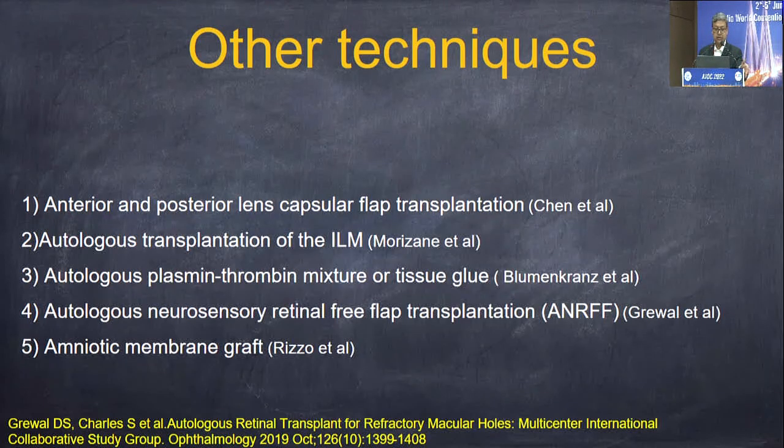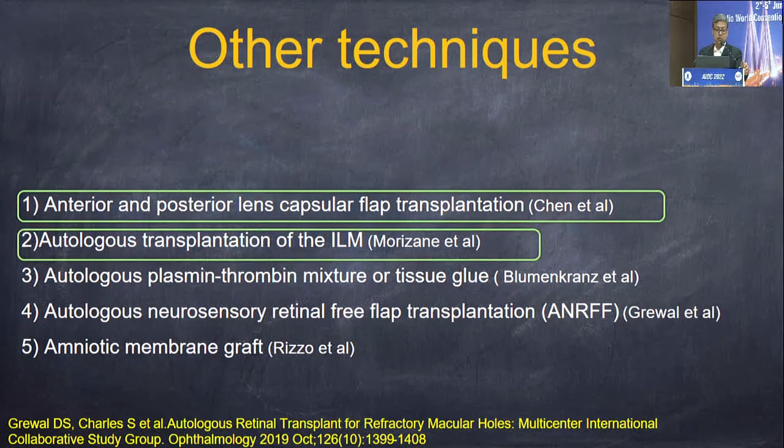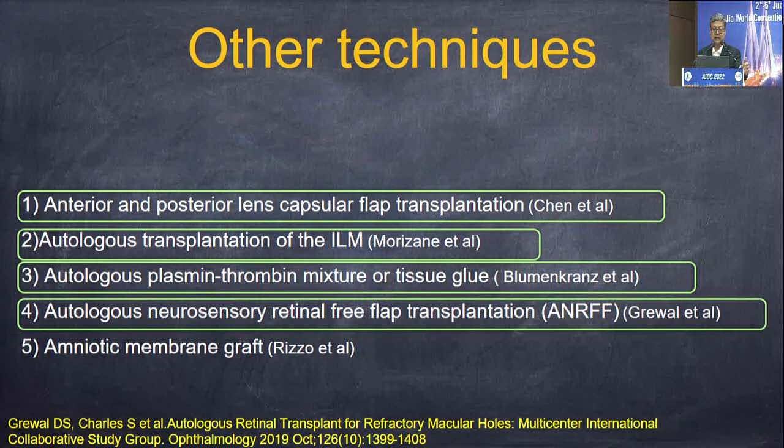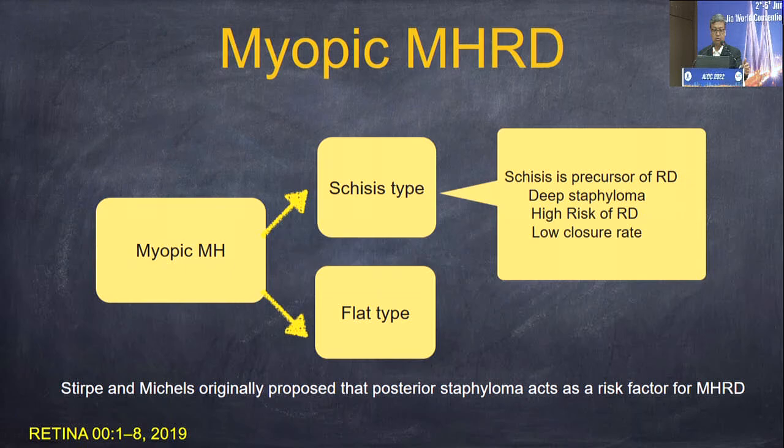Other techniques have also been described, like the dustbin technique. You peel whatever you want to peel and plug it into the macular hole, like a dustbin. It should not be done. Actually, the flap is a better method. An anterior posterior segment capsular flap can be used. Autologous transplantation of ILM is also described. Thrombin, autologous blood, autologous neurosensory retinal flap, and amniotic membrane graft have also been described. A lot of things have been tried in order to close the myopic macular hole.